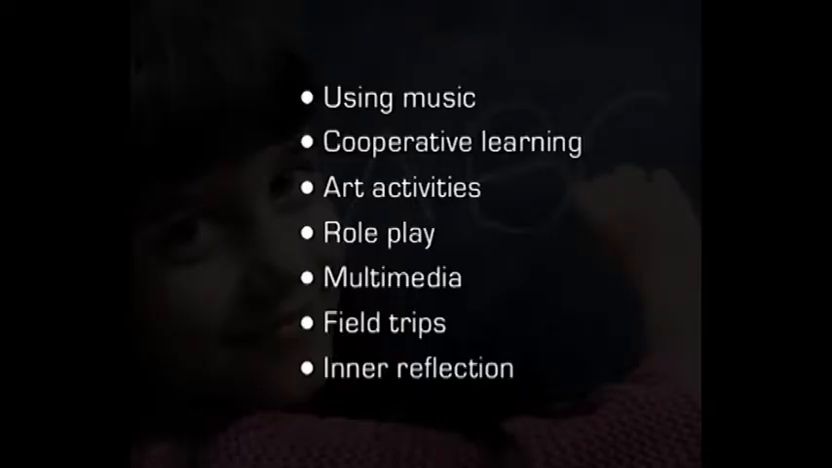The theory of multiple intelligences proposes a major transformation in the way our schools function. It suggests a wide variety of ways of using music, cooperative learning, art activities, role play, multimedia, field trips, inner reflection, etc. The theory of multiple intelligences has grabbed the attention of many educators around the world, and hundreds of schools are currently using its philosophy to redesign the way they educate children.